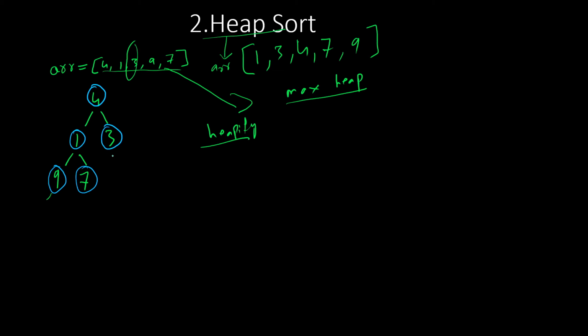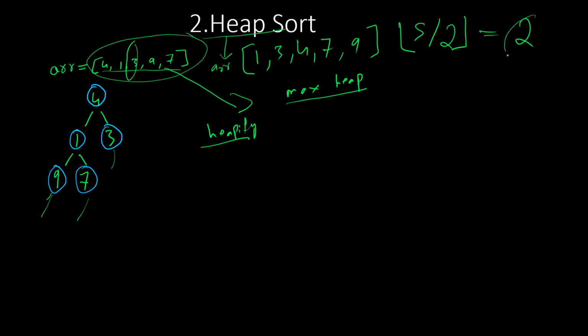If these are half, then we don't have to heapify for 9, 7 and 3. For single elements there are no child nodes, so we cannot compare. So we can leave these nodes alone, this 9, this 7 and this 3. We simply take the length of this array, which is 5, and divide it by 2. We get 2.5, but we want the floor value, so we get 2.